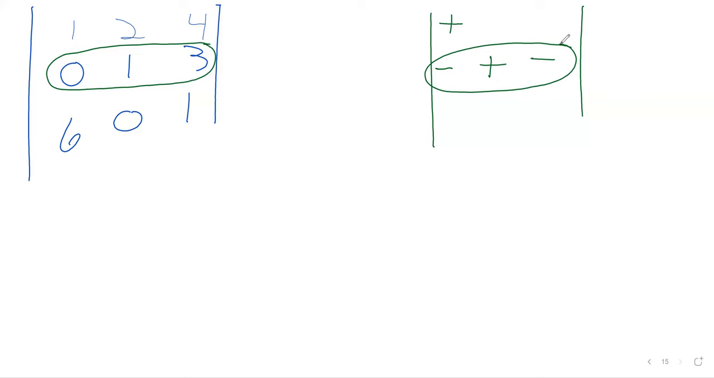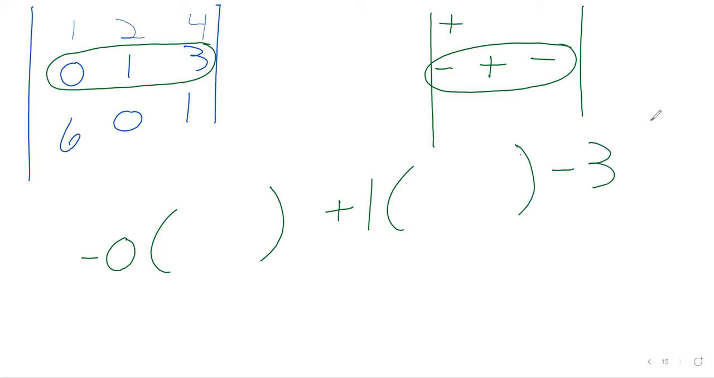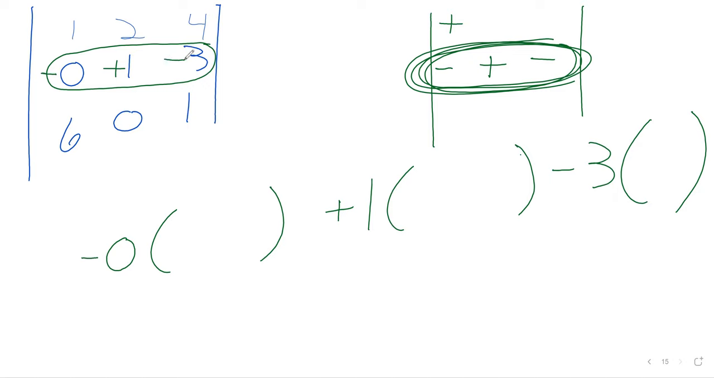Now, we're going to take this row and this row of the sign chart, and we're going to put them together. Negative zero is going to be multiplied by something. Plus one, which is going to be multiplied by something, minus three, which is going to be multiplied by something. And you see that we're putting these together using addition and subtraction, and these signs here are telling us which we use for which entries. Negative zero, positive one, negative three.